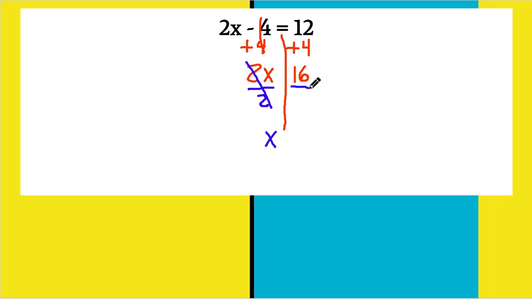And whatever I do to one side, I have to do to my other side. So I have 16 divided by 2, which is 8. And my final answer is x equals 8.